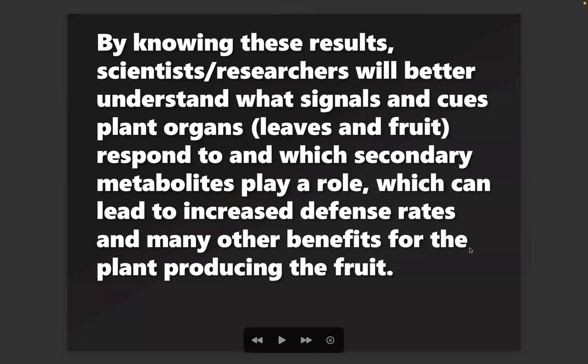And by knowing these results, scientists and researchers will better understand what signals and cues plant organs, mainly leaves and fruit, respond to, and which secondary metabolites play a role, which can lead to increased defense rates and many other benefits for the plant producing the fruit. So in general, we care more about the reproductive tissue rather than the vegetative tissue.